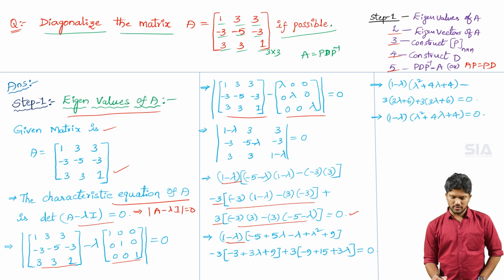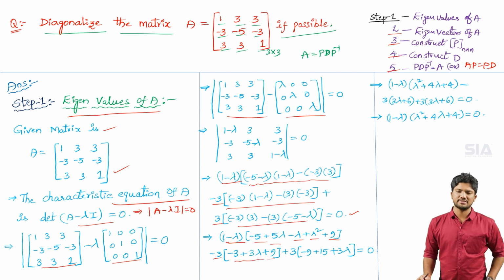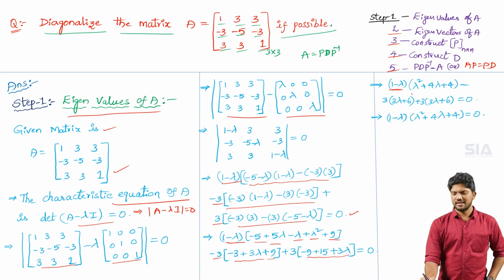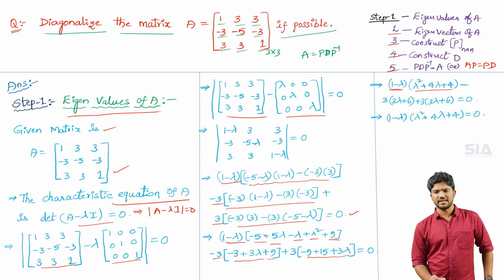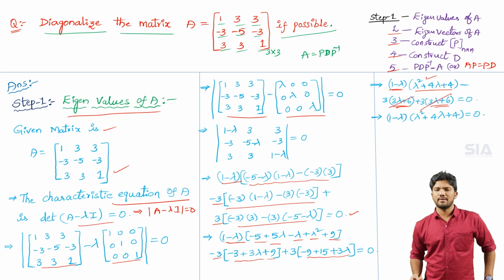Now (1 minus lambda) into, we simplify this value: minus 5 plus 5 lambda minus lambda plus lambda square plus 9. Next, minus 3 into, simplifying that bracket: minus 3 plus 3 lambda plus 9, plus 3 into minus lambda plus 15 plus 3 lambda, equal to 0. Finally, (1 minus lambda) into, simplifying inside that bracket, we get one quadratic expression, lambda square plus 4 lambda plus 4, minus 3 into (3 lambda plus 6), plus 3 into (3 lambda plus 6).